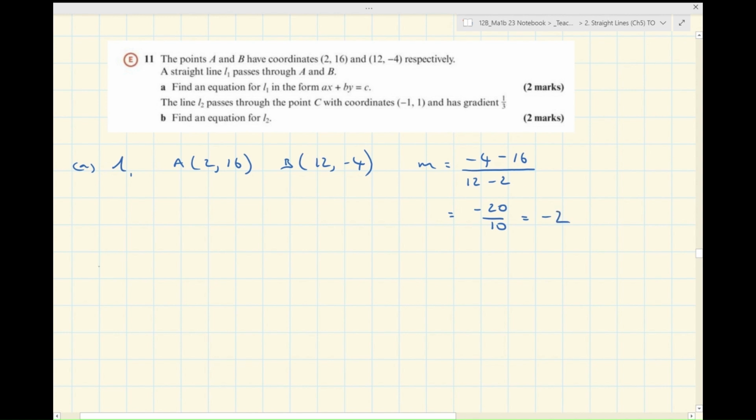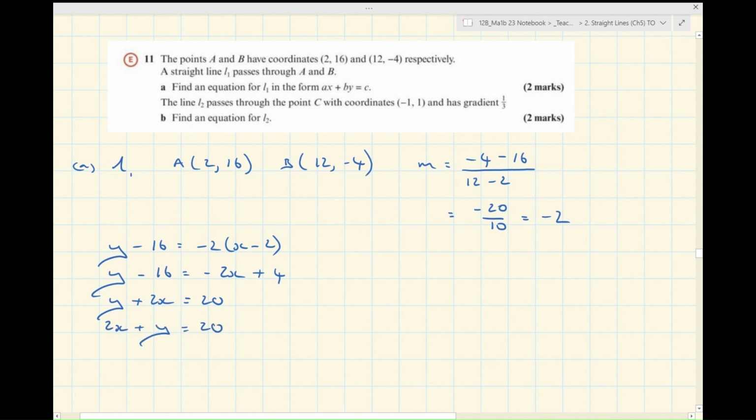So my equation is going to be y minus, I'll use A, y minus 16 equals minus 2 (x minus 2). So y minus 16 equals minus 2x plus 4. I'm asked to put it in the form all the x's and y's on one side and all the numbers on the other. Here we go. y plus 2x equals 20, or 2x plus y equals 20. That's my part A done.